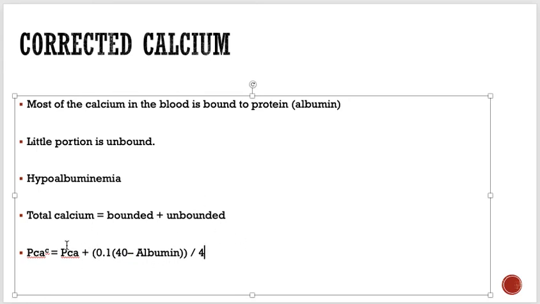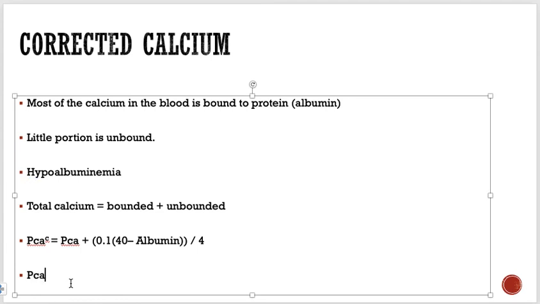Of course, this one and that one are the same. For example, if the plasma calcium level comes back as 1.92 millimole per liter, and the albumin level comes back as 20 gram per liter, so 40 minus 20, when you solve this equation, the final answer will be 2.42 millimole per liter of calcium. So this is the corrected calcium level.